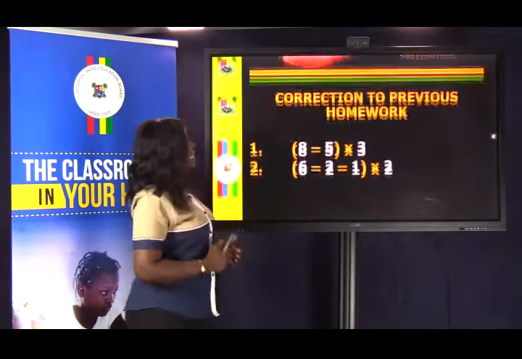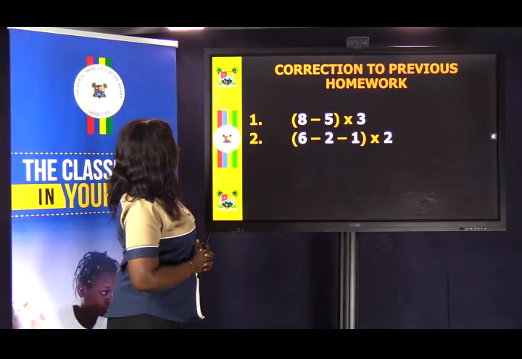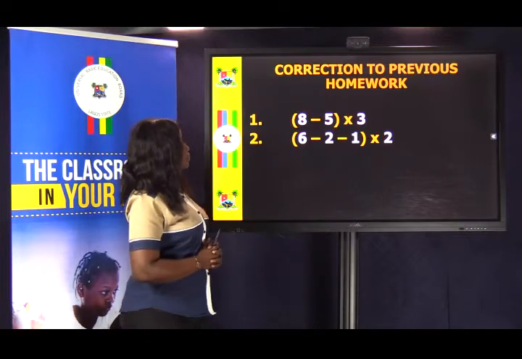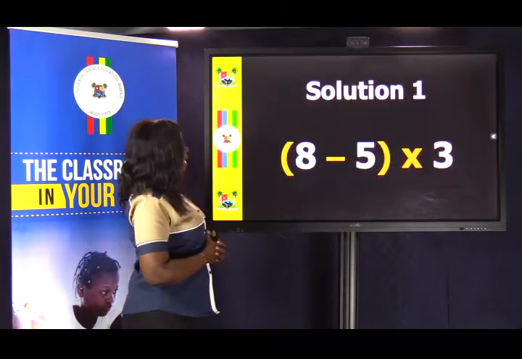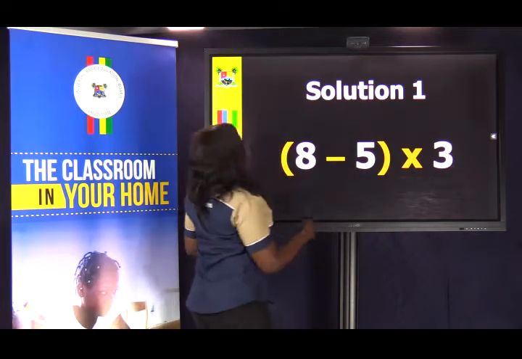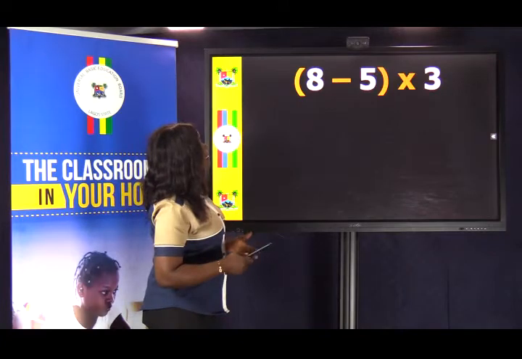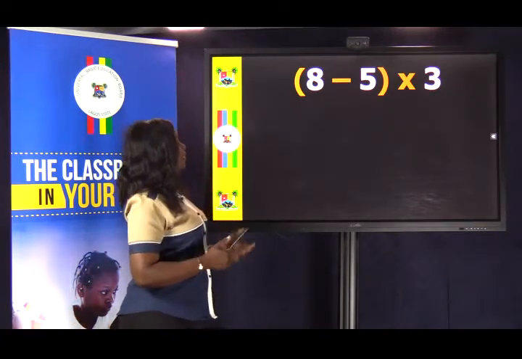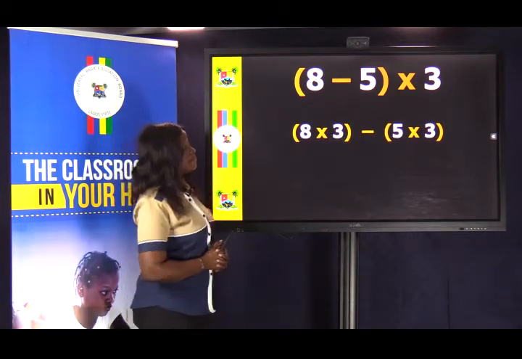But first of all, let's get correction to the previous homework. Open bracket 8 minus 5, close bracket times 3. Open bracket 6 minus 2 minus 1, close bracket times 2. Now let's see, what are you supposed to do? Use the number outside the bracket to multiply all the numbers in the bracket. What are the numbers in the bracket? 8 and 5. What is the number outside the bracket? 3. So we say 8 times 3 minus 5 times 3.